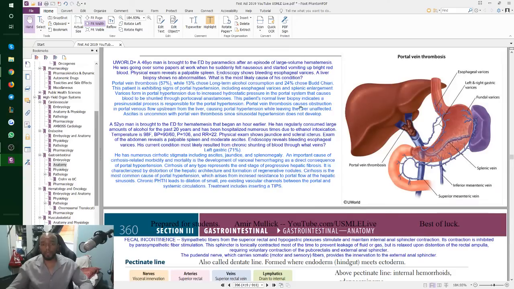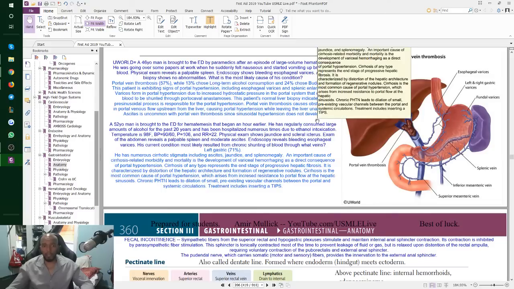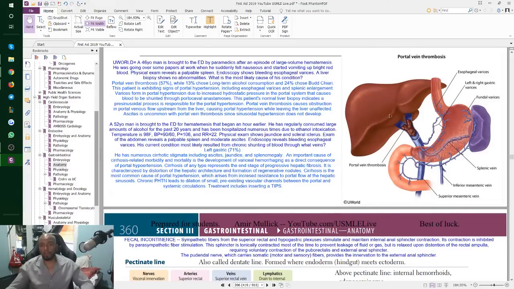Portal vein thrombosis causes obstruction in portal venous flow upstream from the liver, causing portal hypertension while leaving the liver unaffected. Ascites is uncommon with portal vein thrombosis since sinusoidal hypertension does not back up. Right? Ascites occurs when there's something with sinusoidal involvement, and we're going to see that in the next image, the next question. But this patient didn't have any ascites. They didn't talk about it.